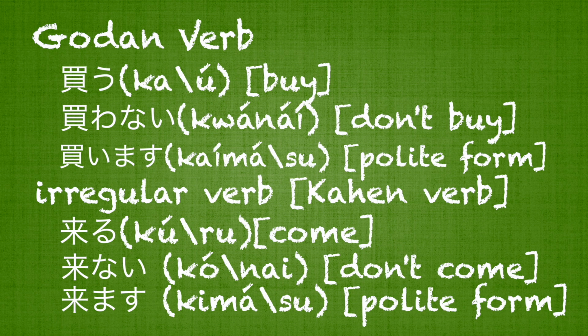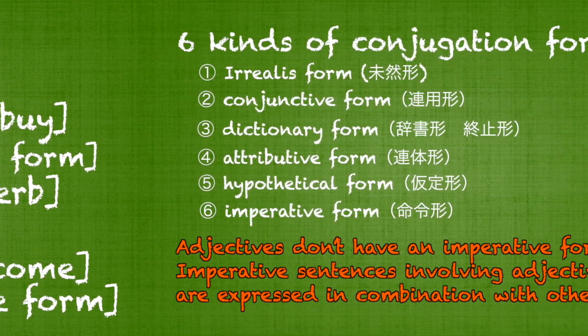Now, let's take a look at the verb kuru. Kuru means to come in Japanese. It is classified under the kahen verb group. This conjugation pattern is not the same as the one used for Godan verbs.